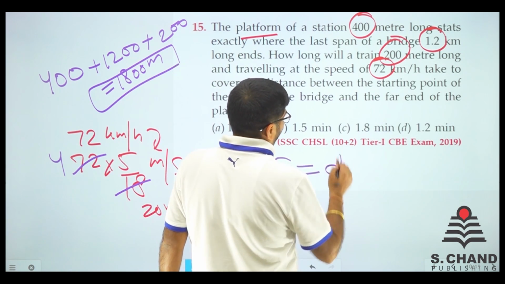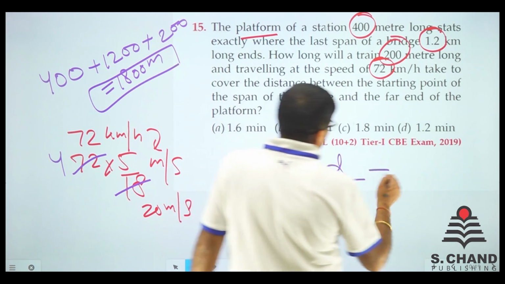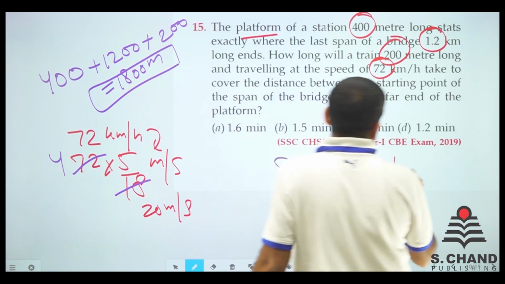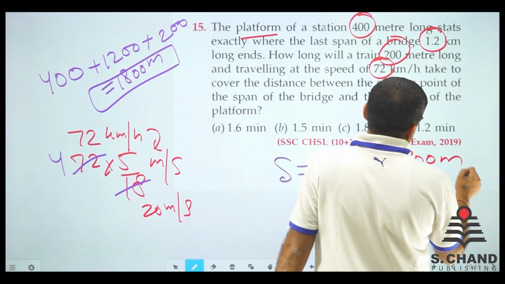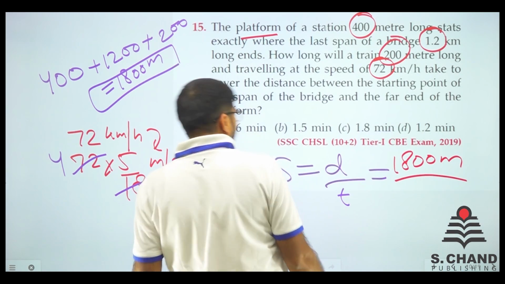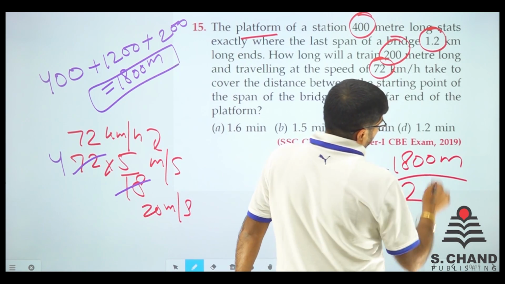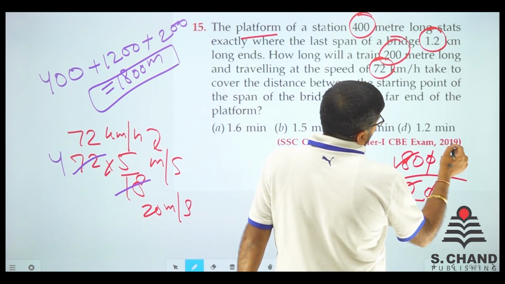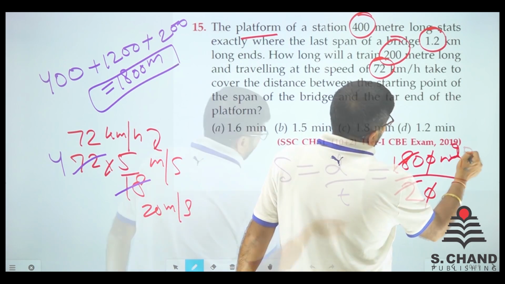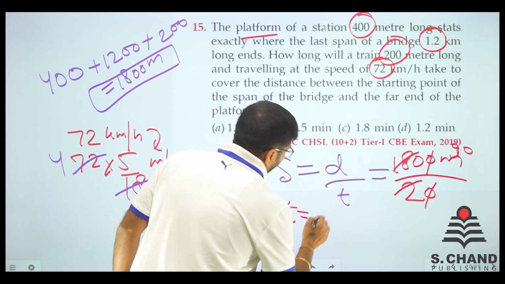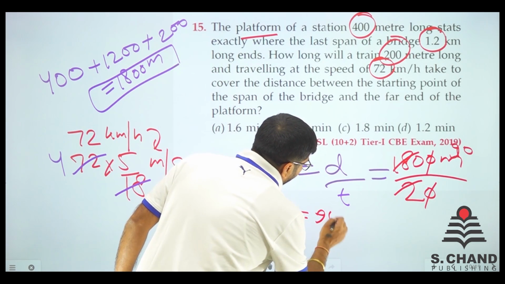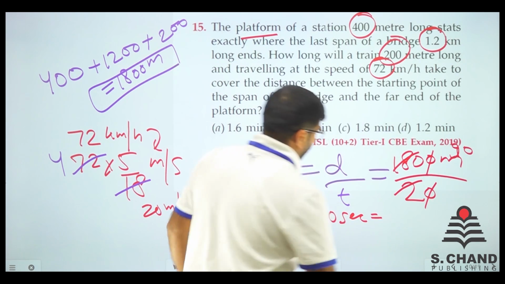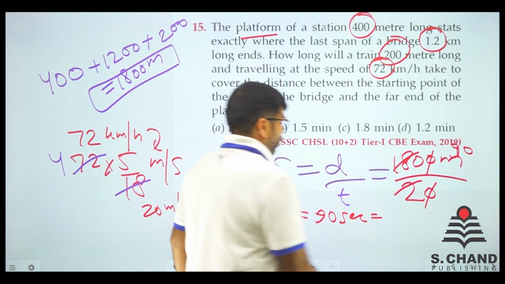We know it very well. Speed is equal to distance by time. So what is the distance? Distance is 1800. And what is the time? Speed is 20 meter per second. So just cancelling out, that is 90. So time is equal to 90 seconds. So what exactly is 90 seconds?